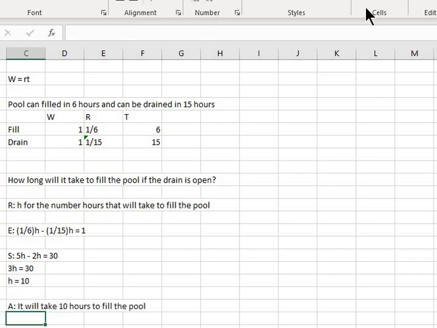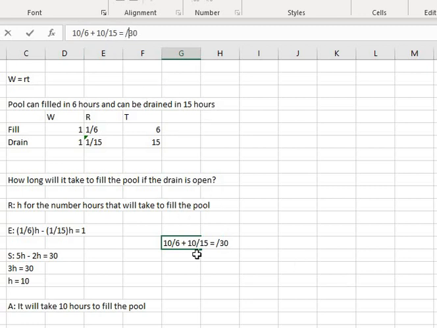Let's look back and check if our answer is correct. So 10 hours times 1/6 will give us 10 over 6. On the other hand, 10 hours of 1 over 15 will give us 10 over 15. Simplifying these two, we get an LCD of 30, right? LCD of 30.